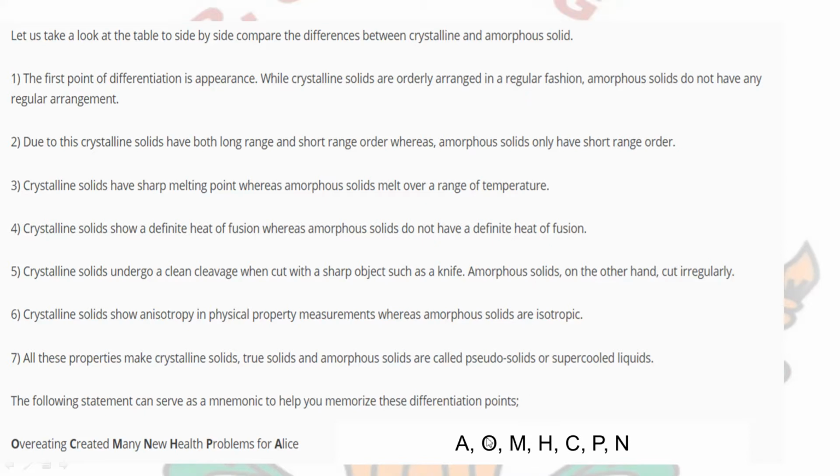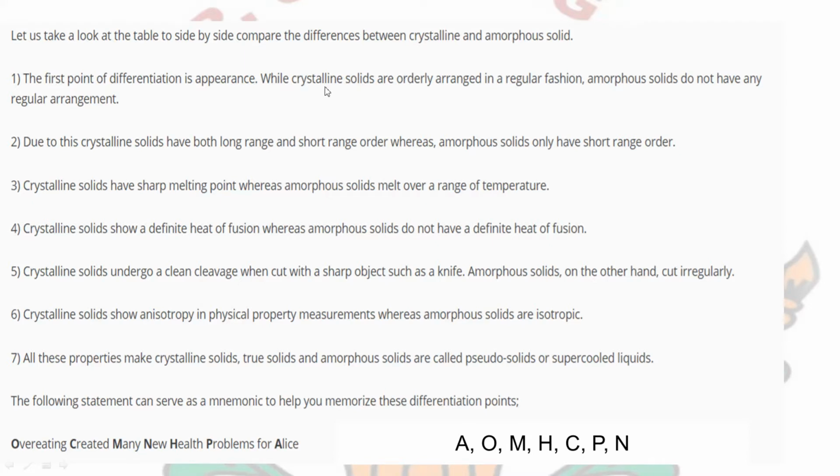So we have to follow this like this. First, the Alice. We have to take the A from Alice. Here, A will be showing the arrangement. It means the first property which we are considering for differentiating crystalline and amorphous solid is the arrangement of the particles.